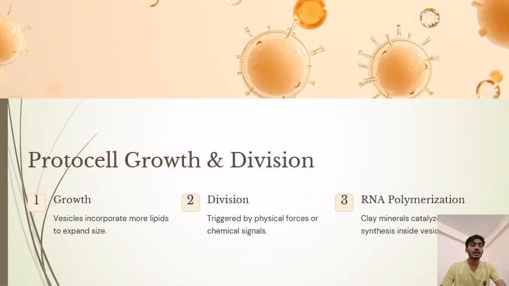Research directions. Experimental models: developing experimental systems to study protocell growth and division. Theoretical frameworks: developing theoretical models to understand protocell dynamics. Synthetic biology: designing synthetic protocells to study growth and division. Implications. Origin of life: understanding protocell growth and division can provide insight into the emergence of life. Synthetic life: developing synthetic protocells can lead to new technological applications.